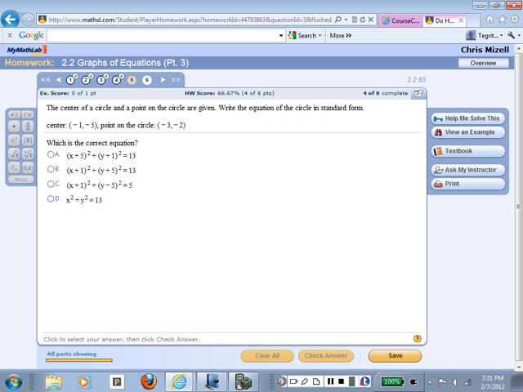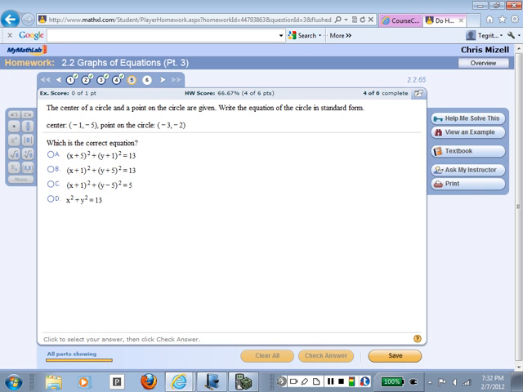More multiple choice. The center of a circle and a point on the circle are given. Write the equation of the circle in standard form. So the center is negative 1, negative 5. Bummer. It can't be A, it can't be C, and it can't be D.